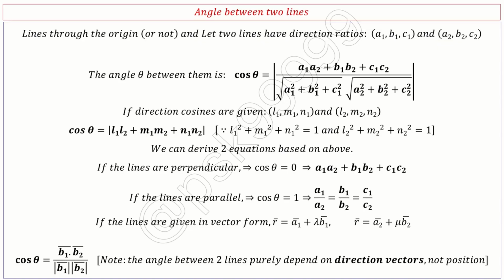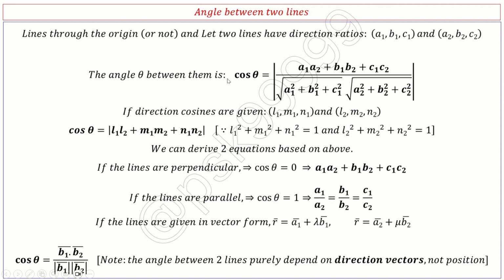Okay. So lines through the origin, it doesn't matter actually. Let two lines have direction ratios A1, B1, C1 and A2, B2, C2. These are the direction ratios of two lines. So if I represent them in a vector form, it will become A1x plus B1y plus C1z, and A2x plus B2y plus C2z.